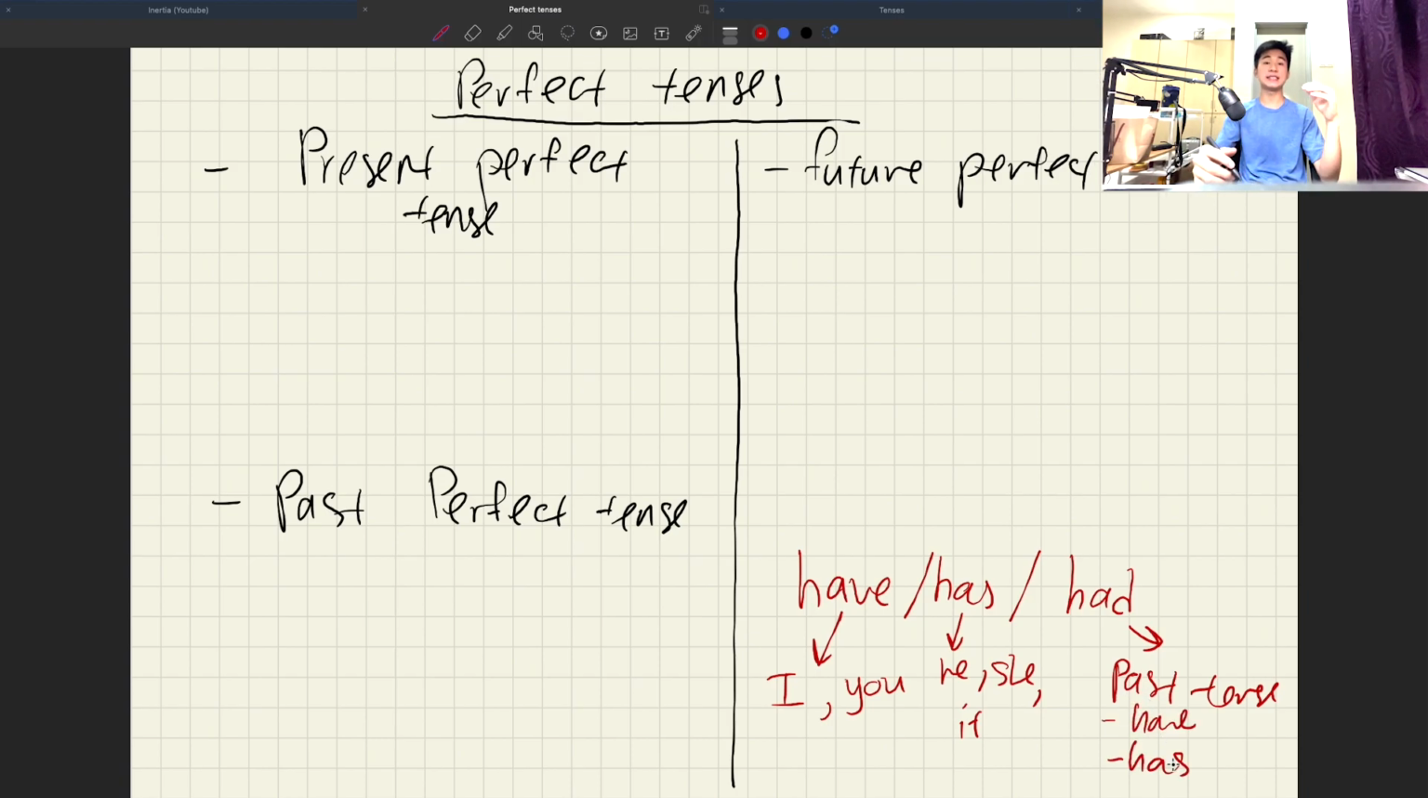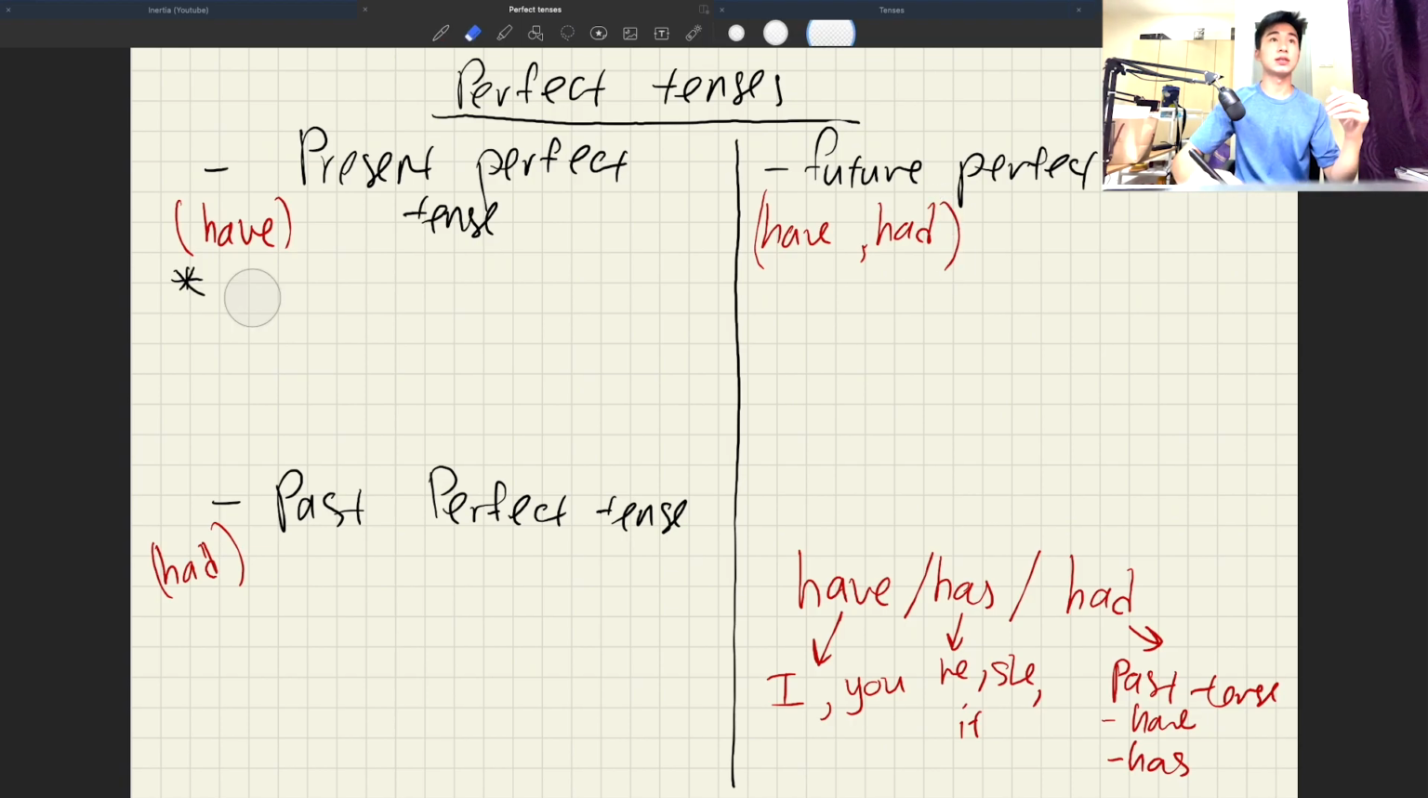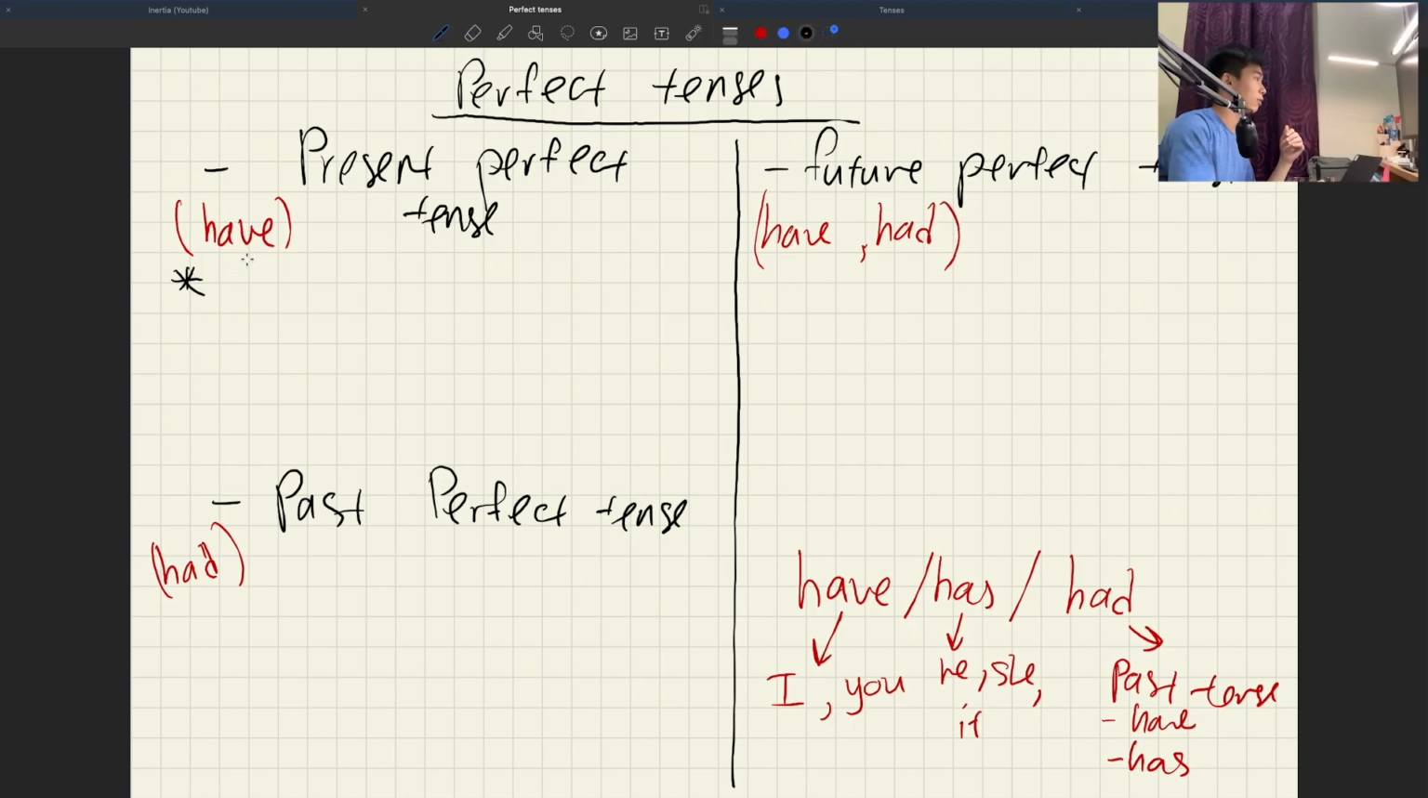These are the basics. Present perfect tense means present, right now, so we will use have. For past perfect tense, we will use had. And for future perfect tense, we will use have. So let's make a sentence. Let's try I. I have tried the ice cream.